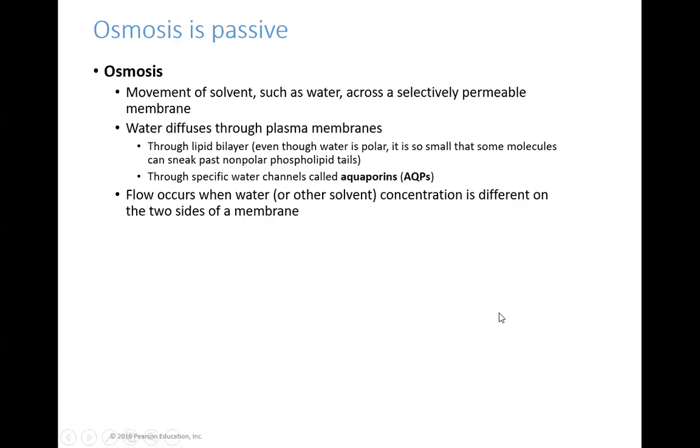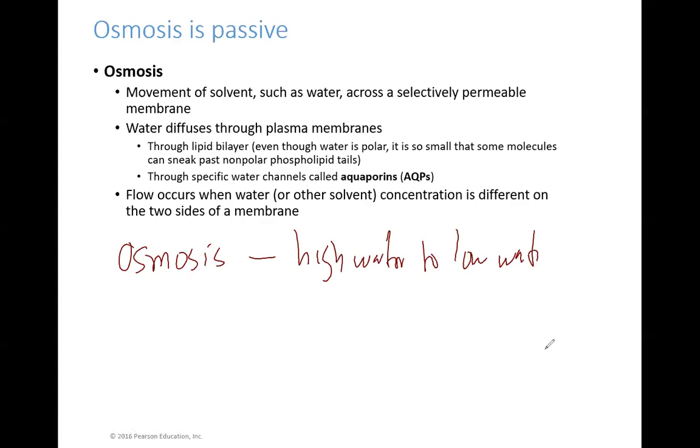Osmosis is a passive process. Osmosis is the movement of water. It's the movement of water across a membrane from high water to low water. That's what osmosis is. Osmosis. High water to low water. What does this mean? What is high water?